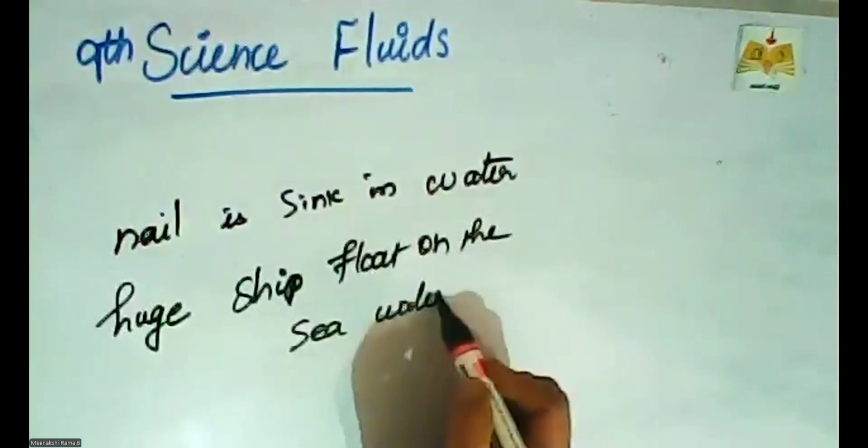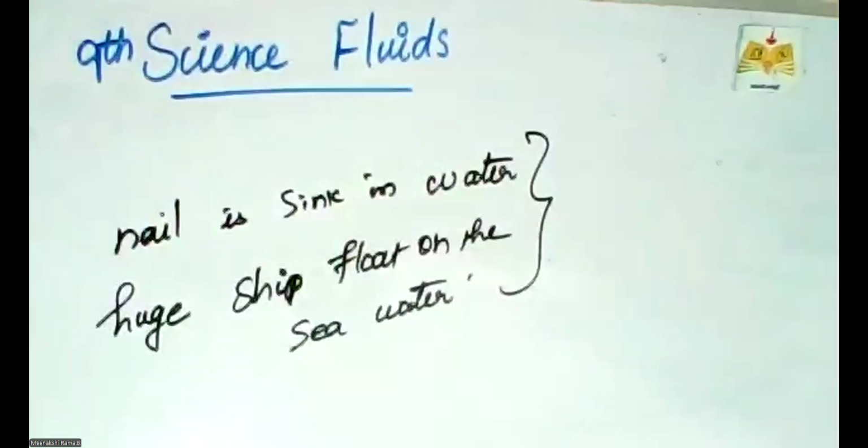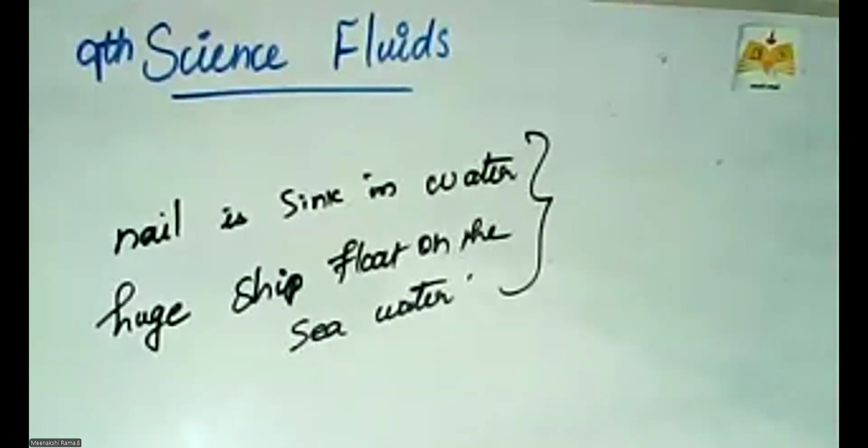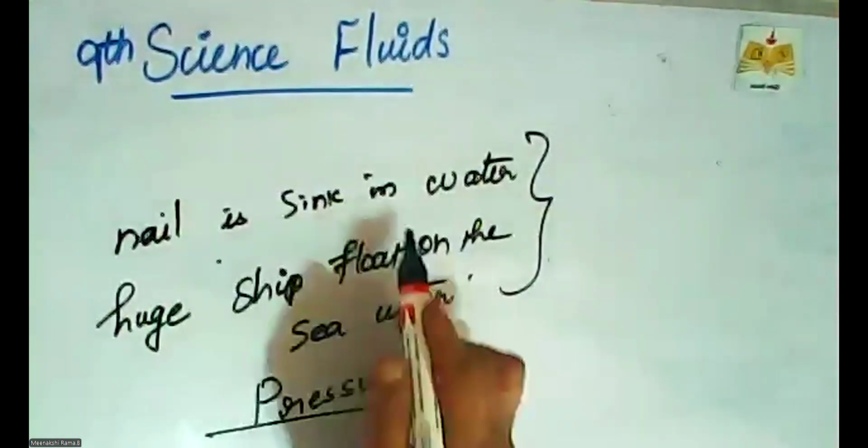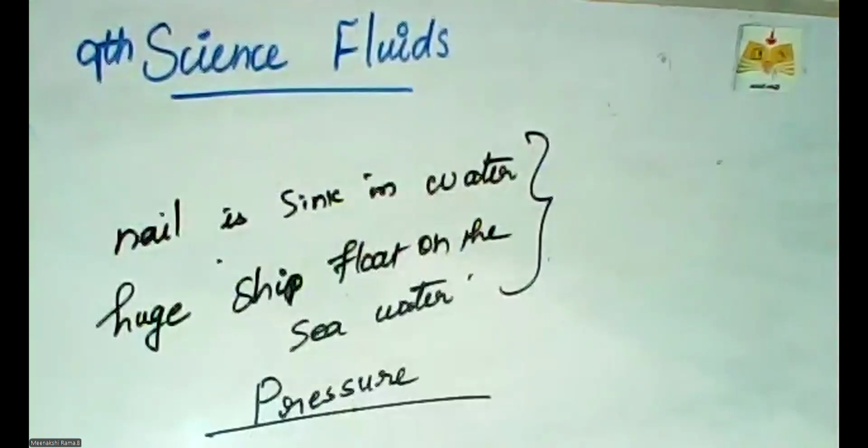Compared to these two activities, one is a nail sinking in water, another is a huge ship of heavy mass floating on sea water. This is a very big difference, and also an amazing fact. Why are these two opposite? Because of pressure. The basic concept is pressure. Due to pressure, the nail sinks in water and the huge ship floats on the sea water. So the common reason is pressure.